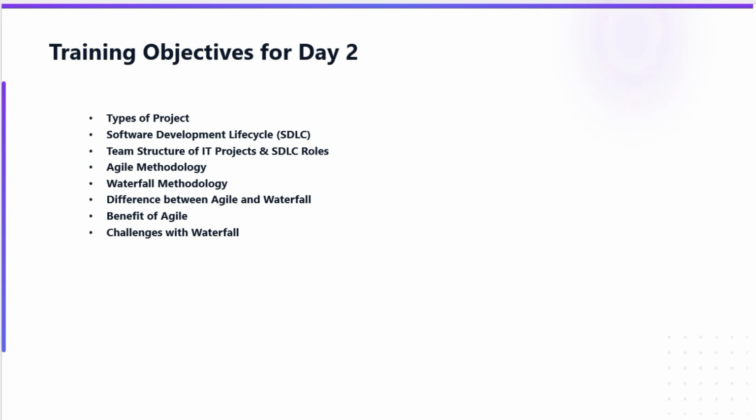Today we are going to cover 3 different types of projects: development, maintenance, and enhancement. Then the software development life cycle, which is SDLC. After that we will go back to team structure, how it forms in IT projects, and then we'll touch base on Agile as well as Waterfall methodology. We will also understand the difference between these two, Waterfall versus Agile, and how these project frameworks work. At the end, we will look at the benefits of Agile and then the primary challenges that we face with Waterfall.